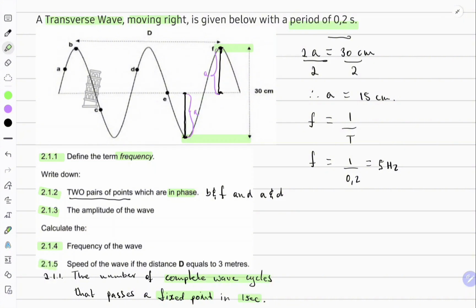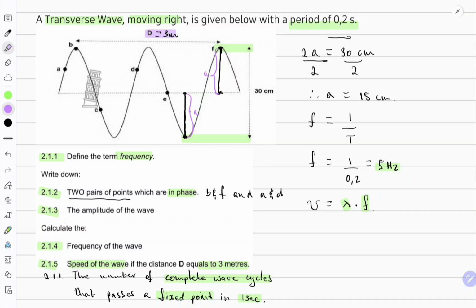So the next question says we must find the speed of the wave if the distance d is equal to 3 meters. So we can just note the distance here as 3 meters. To find the speed of the wave, we can use the universal wave equation, which is lambda multiplied by the frequency. But for now, we don't have the wavelength. We have to find the wavelength, and we have found the frequency already. So let's see with the information provided, this distance, can we find the wavelength?